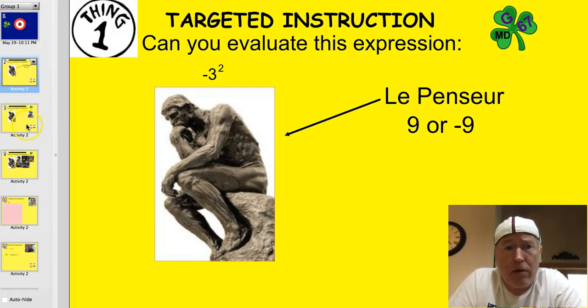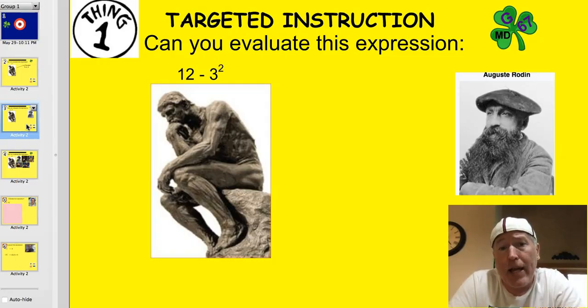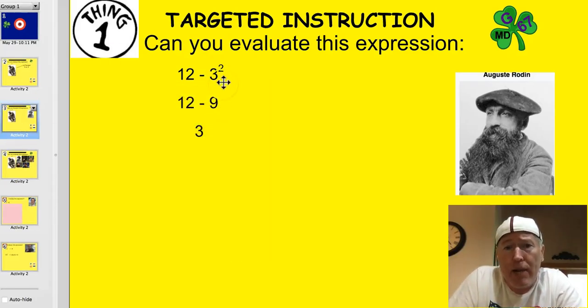All right, so let's take a look at it in another sense. What if I said, what is 12 minus 3 squared? Would you know how to solve that problem? Auguste Rodin, the sculptor of Le Penseur, would know. He would say, hey, it's just 12 minus 9 because you have to apply the order of operations. He's correct. You have 3 squared here. This is 9. You take 12 and you subtract the 9. Therefore, it's actually equal to 3.